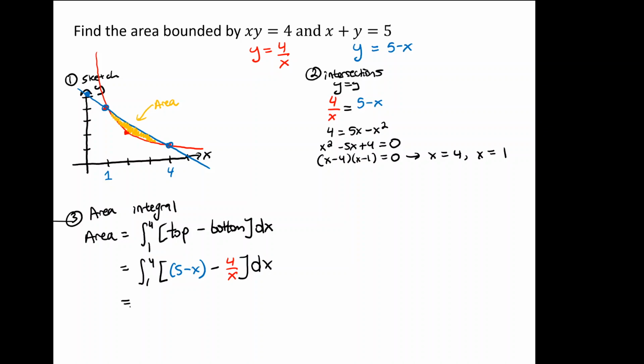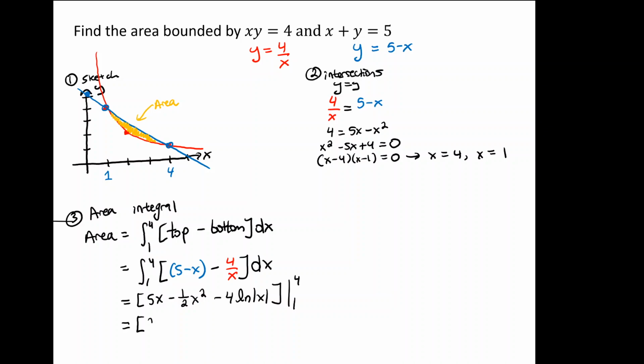Okay, now we can take the antiderivative. The antiderivative of 5 is 5x. Antiderivative of x is 1/2 x squared. And the antiderivative of 4 over x is 4 ln absolute value of x. And we're evaluating this from 1 to 4. Okay, let's see what this gives us. We've got to make sure that the outcome is positive. We get a positive number.